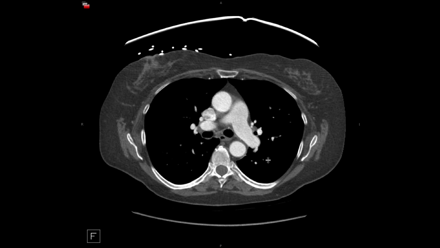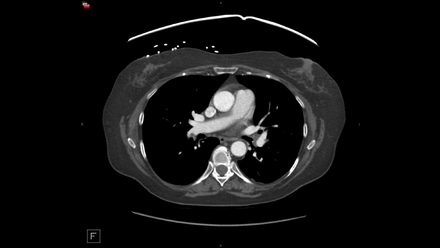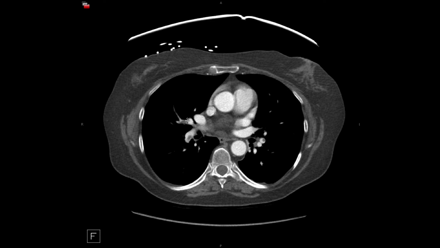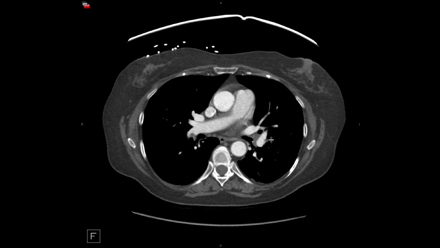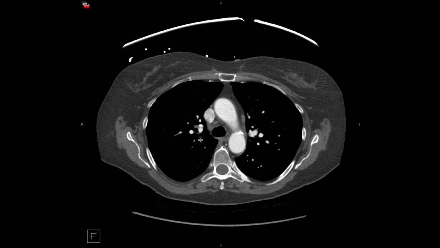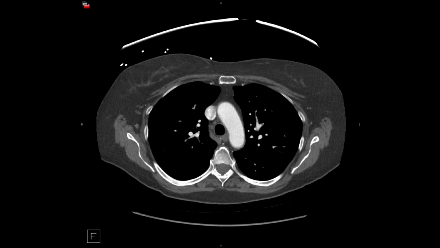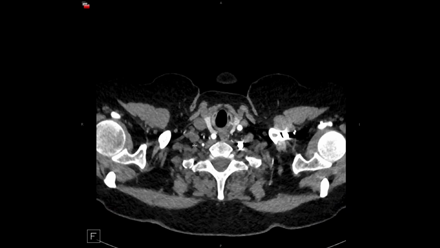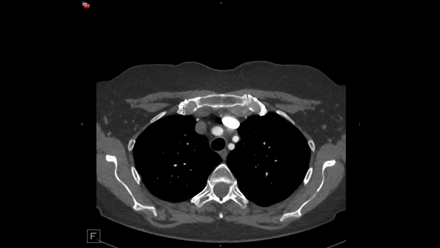So this patient presented with acute pulmonary embolism. Maybe some of it's subacute actually at this point. You can see these filling defects here, right? Multiple bilateral pulmonary emboli. Now, several months later, the patient returns with persistent dyspnea on exertion.